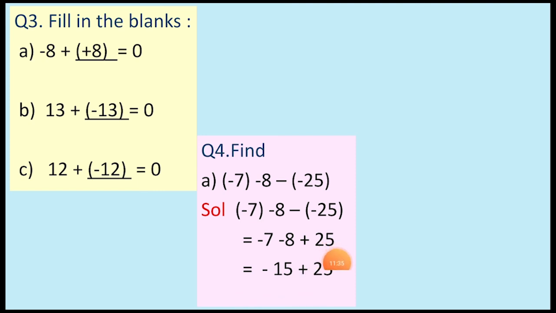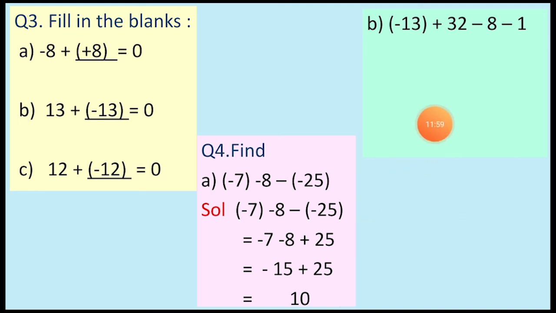Then the next integer was plus 25. So you can see this time we have to add one negative and one positive integer. Fine. In this case what we do is subtract these two integers. So when we subtract 15 from 25, we'll get 10. Okay, now come to the next question.